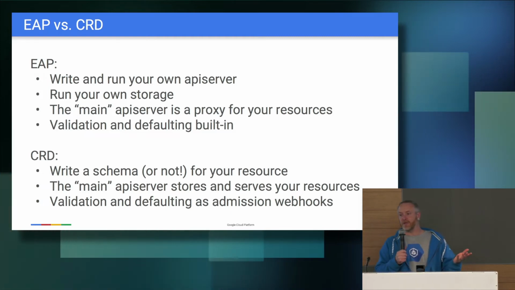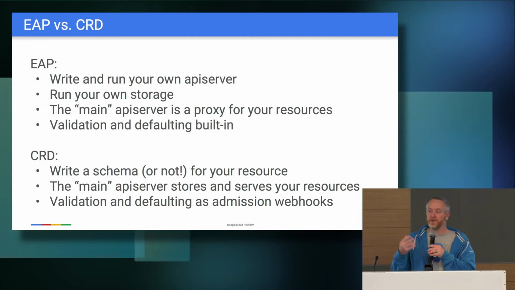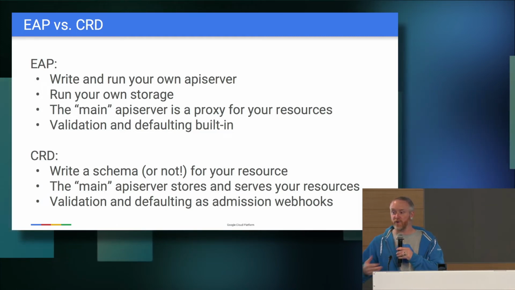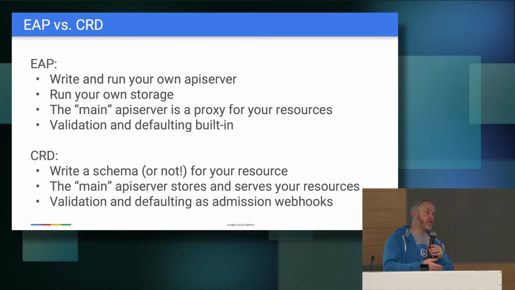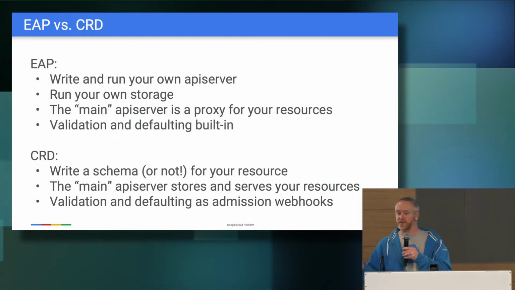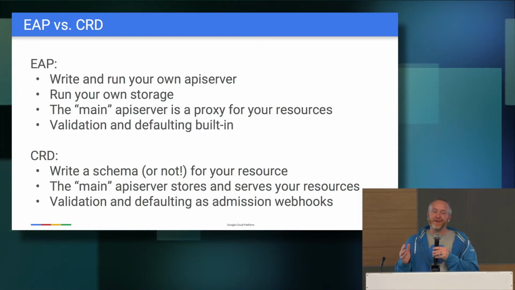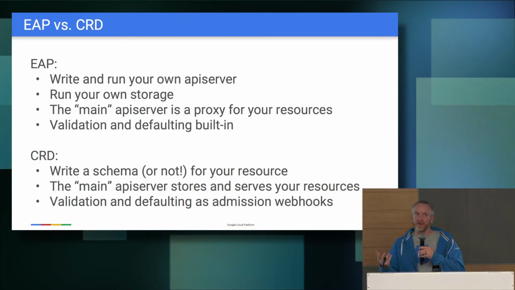So what's the difference between an extension API and a CRD? With an extension API server, you're going to write and run your own API server. We're going to forward those requests on to you. It's kind of nice because you can write code that does arbitrary validation. You can go out and Google search the arguments and make sure that they're present, or whatever you need to do to validate those arguments. It's arbitrary, and it's all built in.